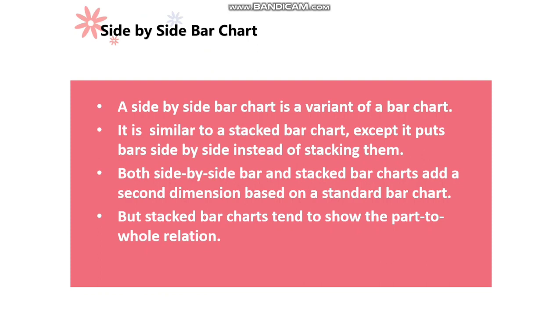But stacked bar charts tend to show part-to-whole relation. That means it will show the whole data in sections. For example, if you have a bar which is like 100%, the stacked bar chart is going to split the values based on the categories taken, and it will display the whole bar into multiple stacks. The same way, a side by side bar chart, instead of stacking them up, will show the data side by side in multiple bars. Let me show you how it can be done.